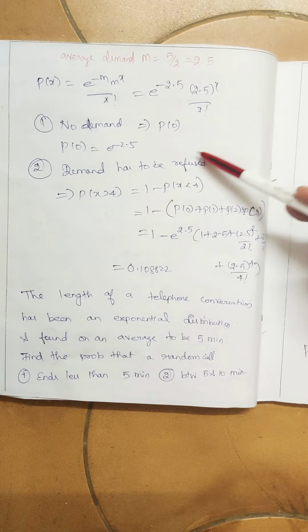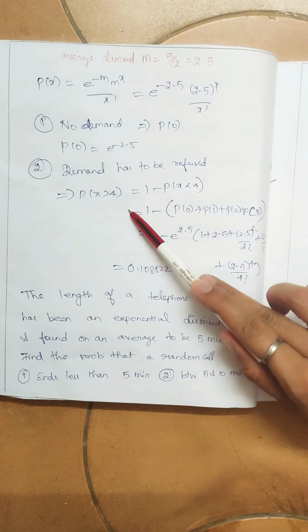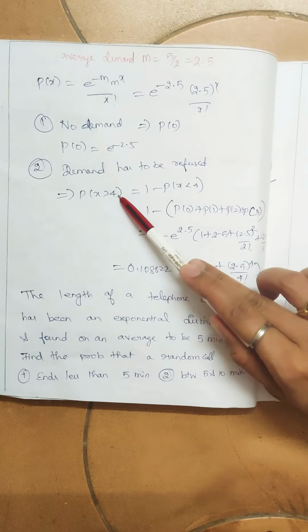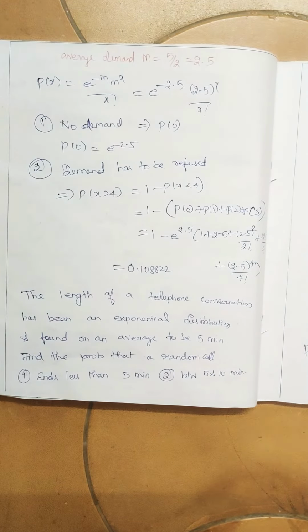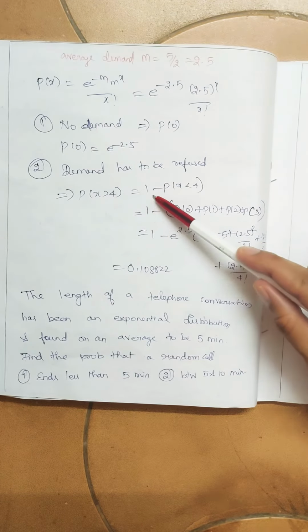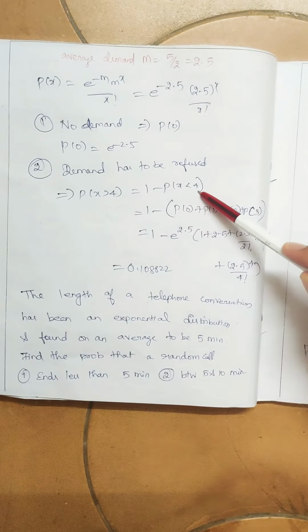So when the demand is more than 4, so p of x greater than 4. This is nothing but like the 6th person, 7th person, 8th person, 100th person, if they come and ask you also, at that time your situation is the same. You already had 4 and you have given all the 4 to someone else. So in that case you cannot keep on writing. So p of x greater than 4 is nothing but 1 minus p of x less than 4.